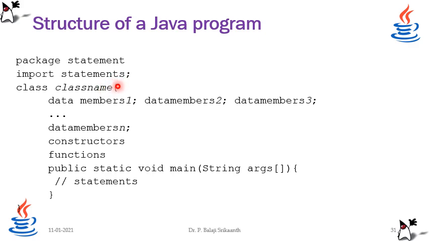You have to put an opening flower bracket, and for this opening flower bracket, the corresponding closing flower bracket comes here. In between, you can declare any number of variables. You can have constructors, functions, which are called methods, and one main function. This is the signature of the main method: public static void main(String args). It takes a string array as its argument.